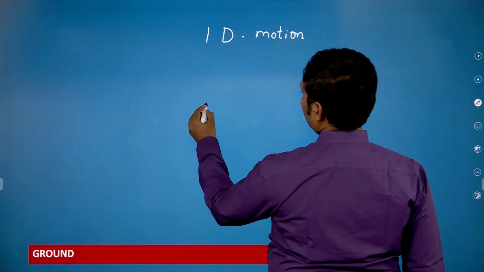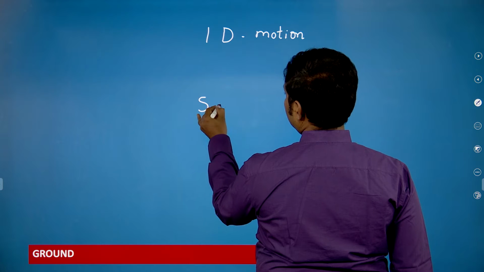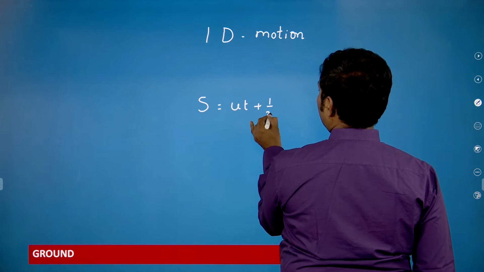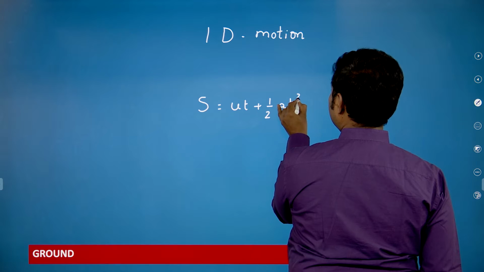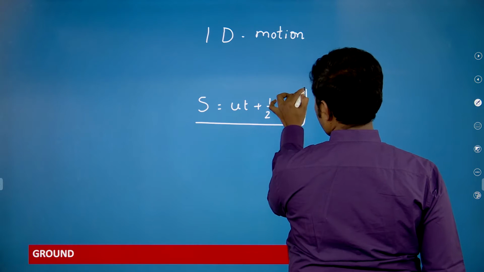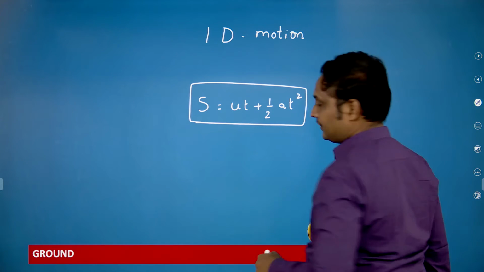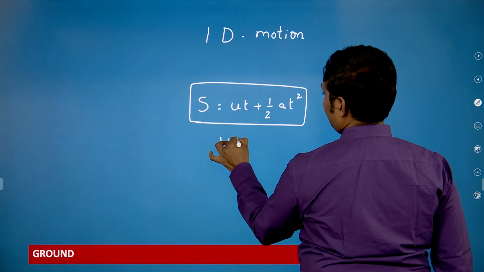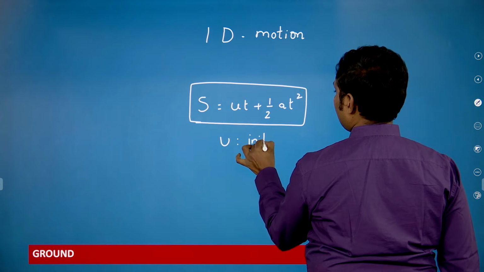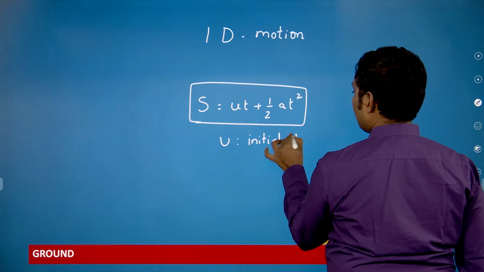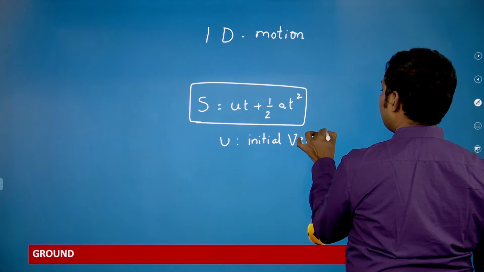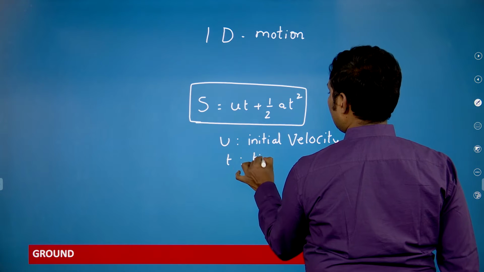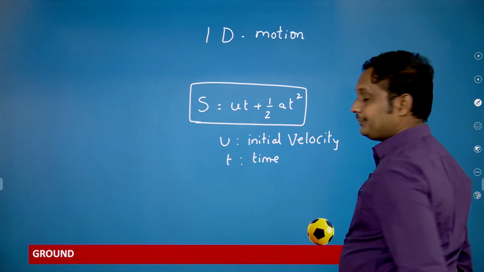You can confirm that s is equal to ut plus half at square. We would like to use this formula. It's very easy for you. Just take u as the initial velocity, and t as the time.